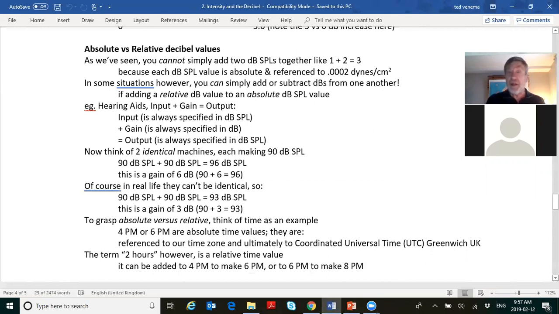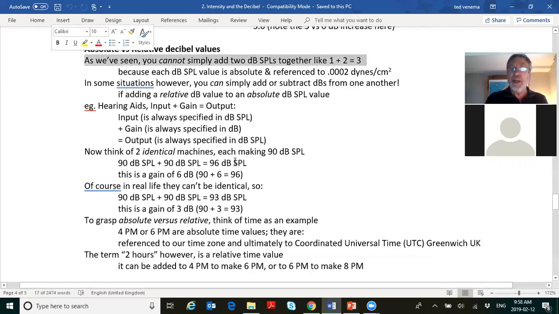But we're not sitting there adding machines together. That's not our job. We're fitting hearing aids on people. And when you're fitting hearing aids on people, there's a really cool thing that happens with the decibel where you can add them, like 1 plus 2 is 3. So here we go. Let's look at that so we know it.